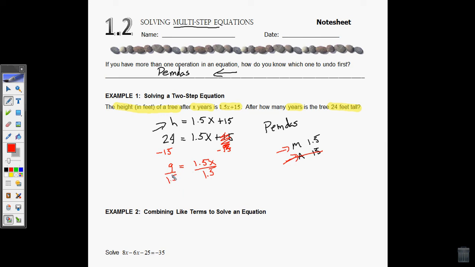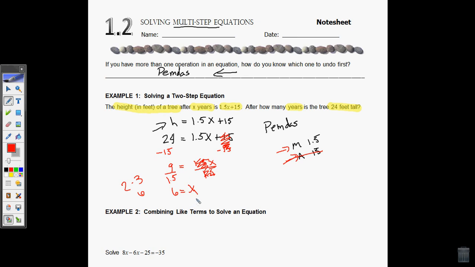1.5 goes into 9 how many times? Oh goodness, it's a decimal going into a whole number. How does that work? Well, 1.5 goes into 3 twice, right? Like 1.5 times 2 is 3. So if 1.5 goes into 3 2 times, how many times does 3 go into 9? 3 goes into 9 3 times. So that must mean that 1.5 can go into 9 2 times 3, 6 times. So 6 equals x.